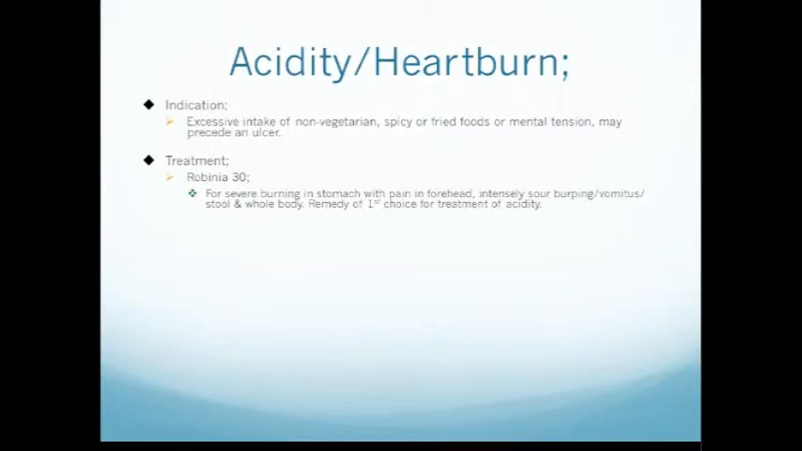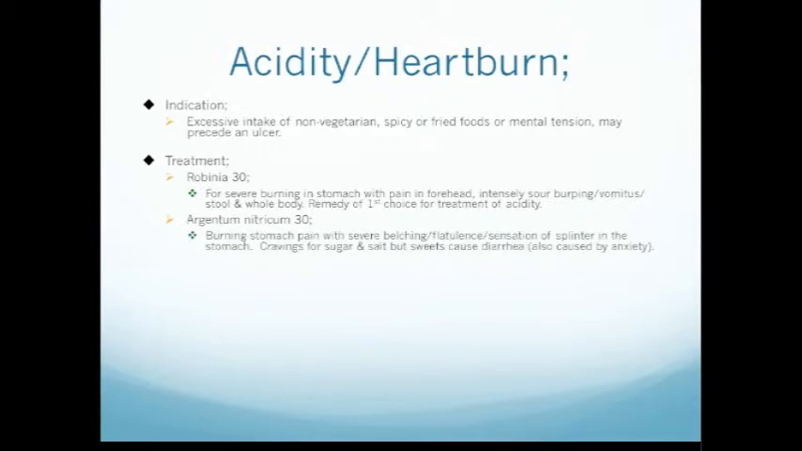This is for severe burning pain in the stomach, with also pain in the forehead, intensely sour burping, vomitus, stool, and whole body odor and taste. The remedy of first choice for treatment of acidity. Argentum nitricum 30 is a silver nitrate derivative. It's used for burning stomach pain with severe belching, flatulence, a sensation of a splinter in the stomach. Cravings for sugar and salt exist, but sweets can cause diarrhea, which can also, of course, be caused by anxiety.